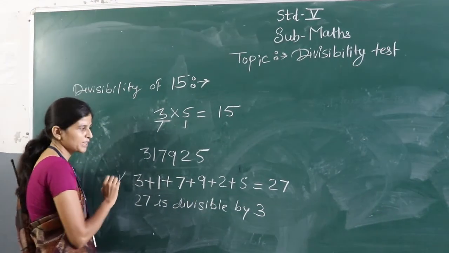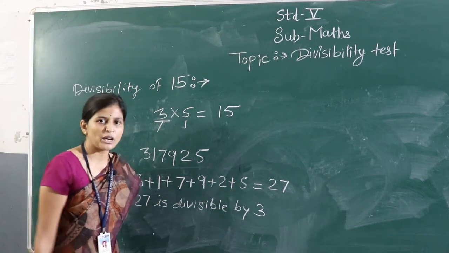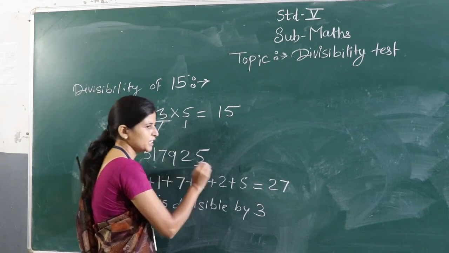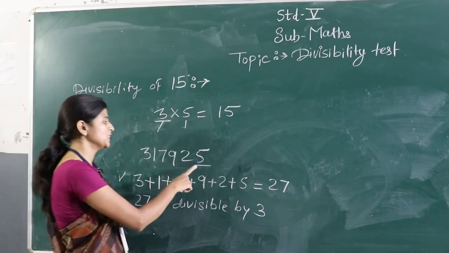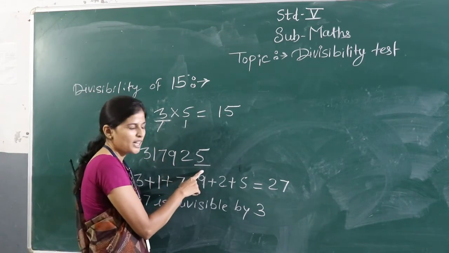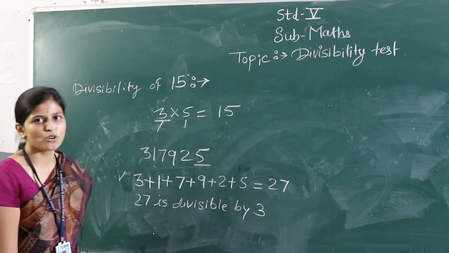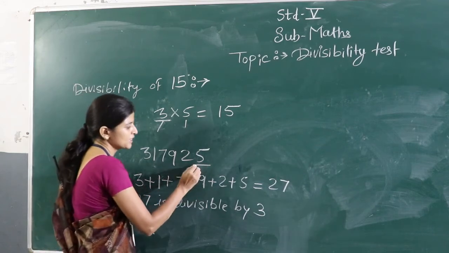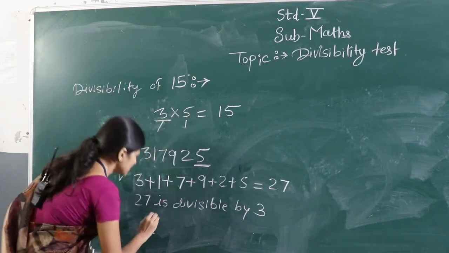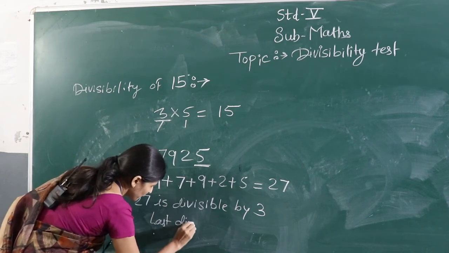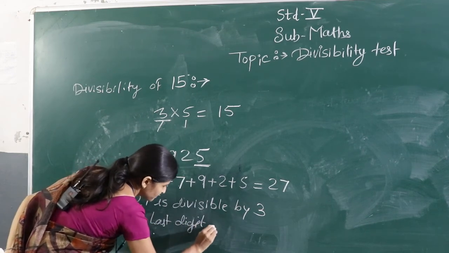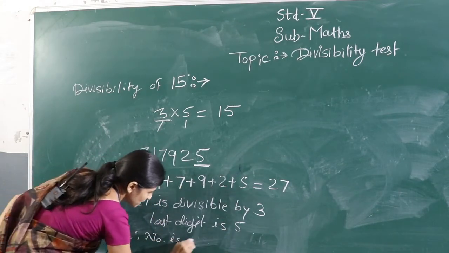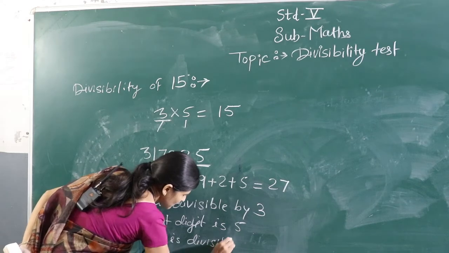Now we check the divisibility of 5. What is the divisibility of 5? We see that if the last digit, the unit digit, is 0 or 5, if it is either of these two, that means the whole number is divisible by 5. Here the last digit is 5. Therefore, the number is divisible by 5.